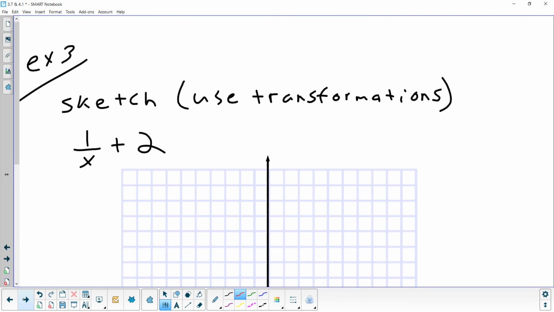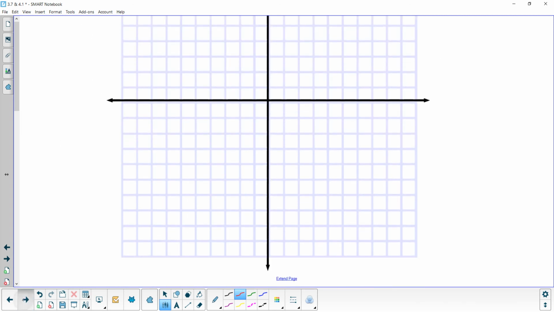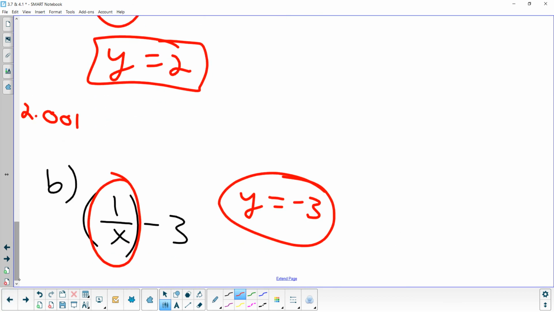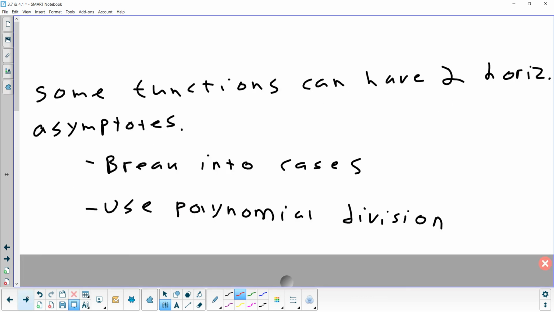I'm not going to sketch this. You can graph it on the calculator, but the idea here is I wanted you to understand, which we already did when I asked you guys. This would shift it up 2. And we didn't say what the other one would do, but how would a -3 shift it? John? Down 3. Yeah.